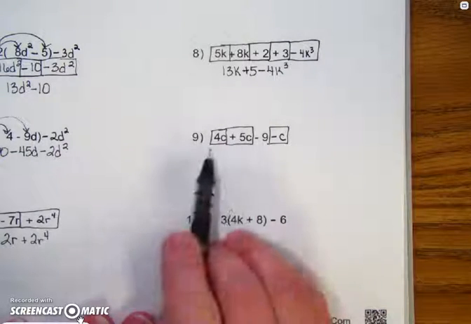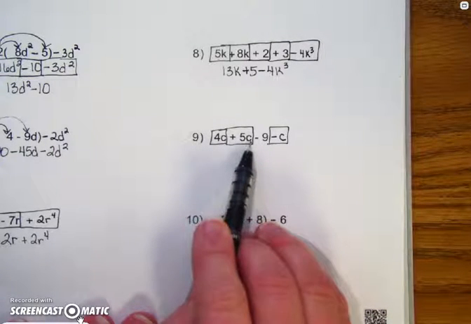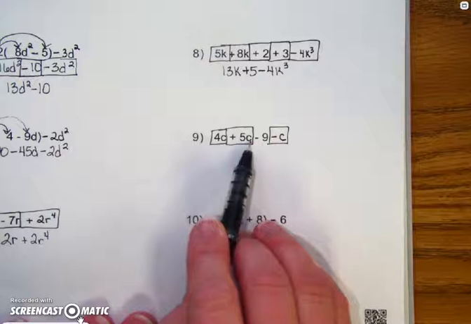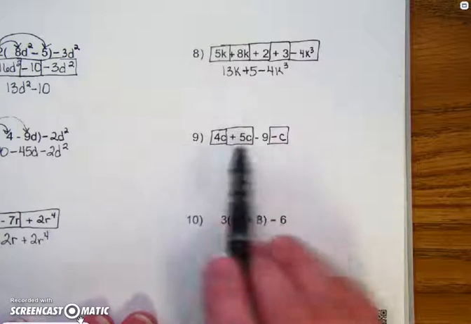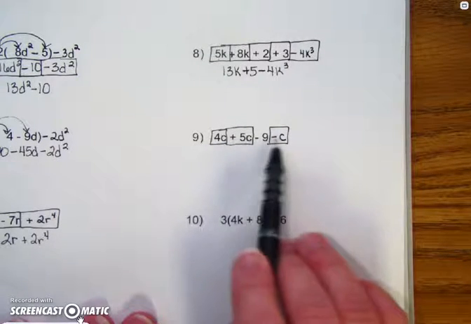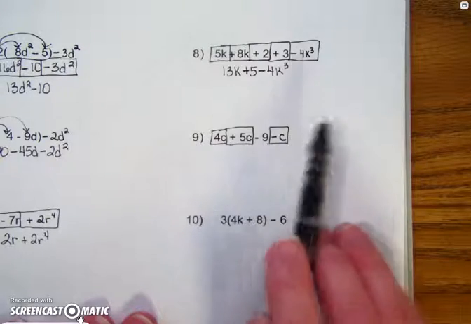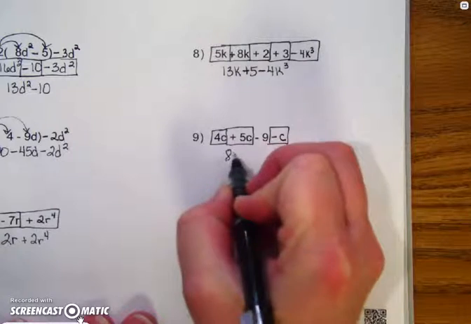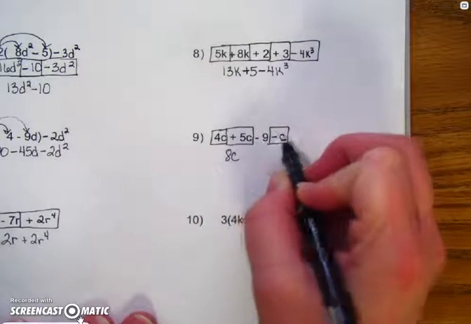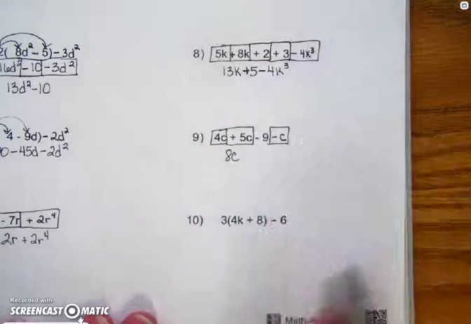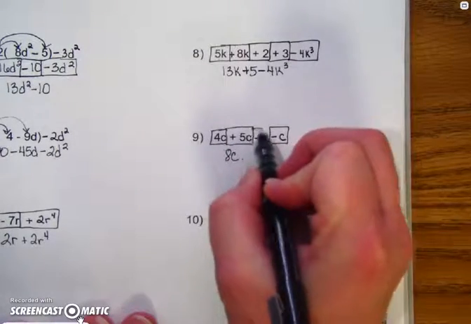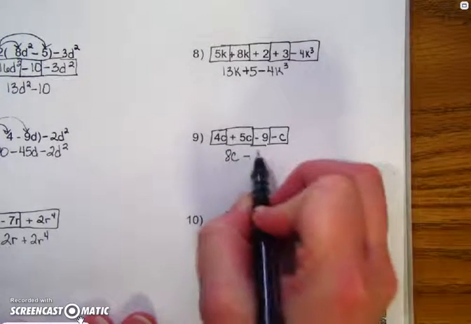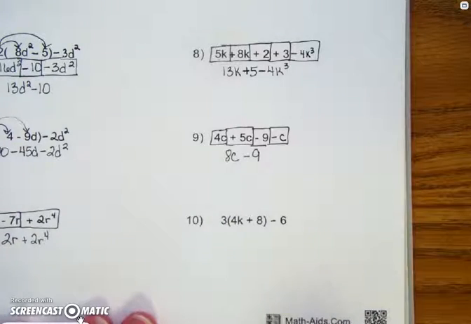So we have 4c plus 5c, which gives us what? 9c, and so we have 9c minus c. What is that? 8c. Good. Can't forget about that 1 that comes before that c. Okay, that's its coefficient. And then we have minus 9 left. So 8c minus 9.